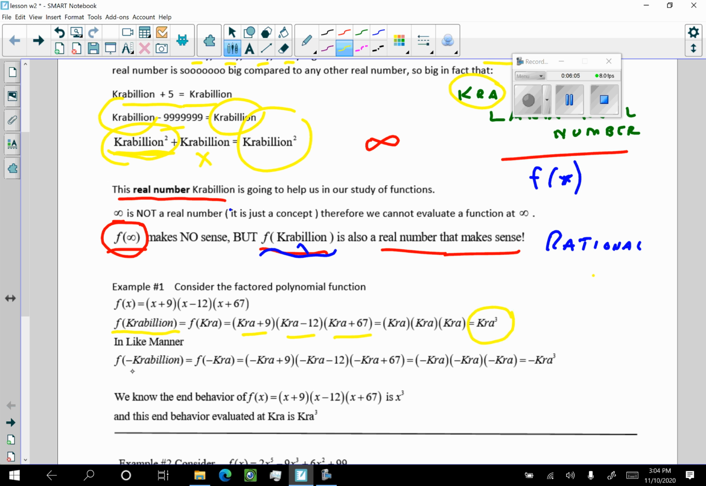In like manner, f of negative Krabillion is negative Krabillion plus 9. Hey, what's negative big number? It's just negative Krabillion. Negative Krabillion minus 12 is just negative Krabillion. Negative Krabillion plus 67, negative Krabillion. And I have negative, negative, negative, which is negative Krabillion cubed. We know the end behavior of this is x cubed. And this end behavior evaluated at Krabillion is Krabillion cubed.